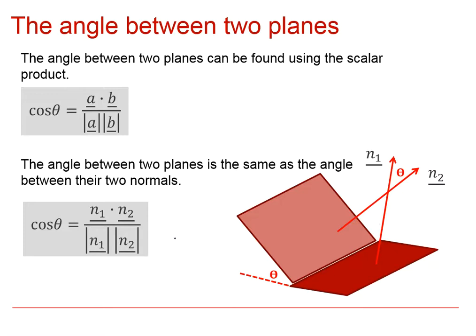And as we've seen before, where we often use the normal vectors in writing the equations of planes, this can be incredibly useful and make it quite straightforward to find it. So it's n1 dot n2 over the magnitude of n1 multiplied by the magnitude of n2.